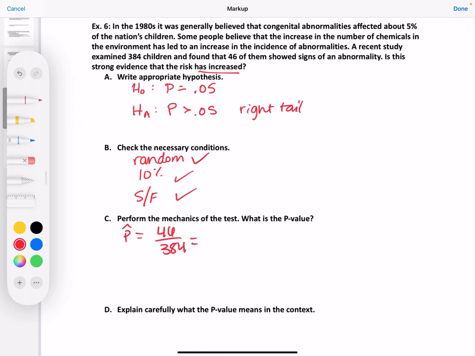It's close to 0.2. It's not? Should be like 0.12. Oh, well, it's still close-ish.